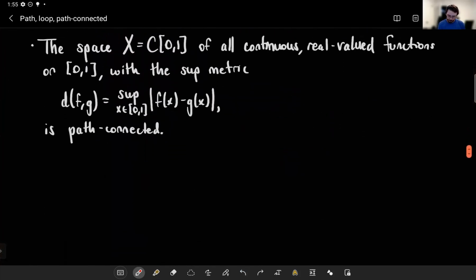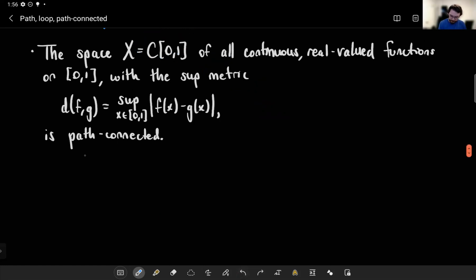Something that's easier to prove is that the space of all continuous real-valued functions on the closed interval from 0 to 1 with a certain metric is path connected. So again, remind yourself that if you're given a metric, that metric automatically induces a topology, the topology generated by the open balls under that metric. And so the continuous functions are path connected. What do I even mean by that?